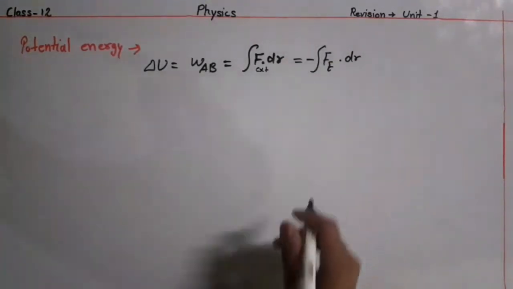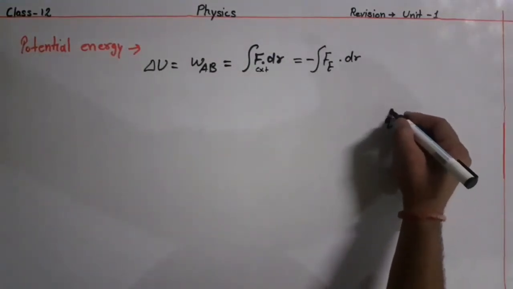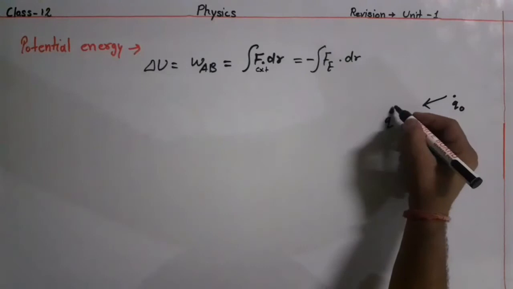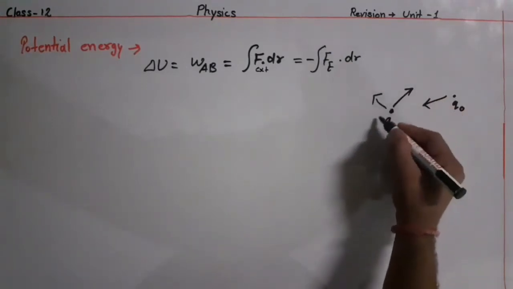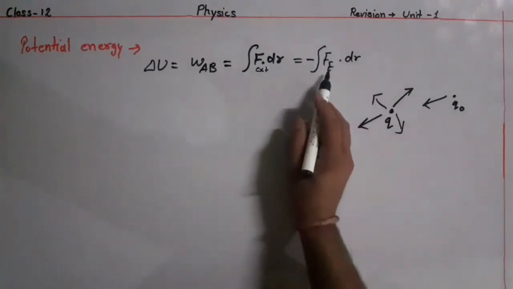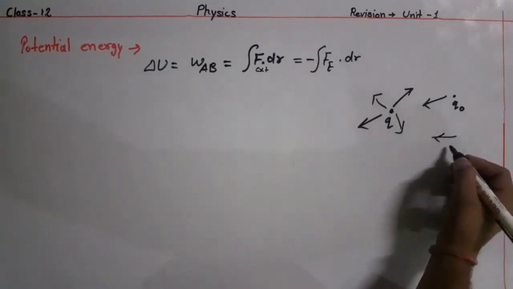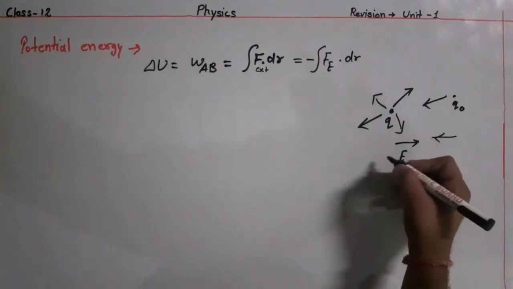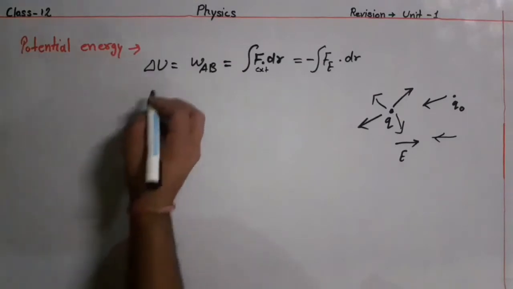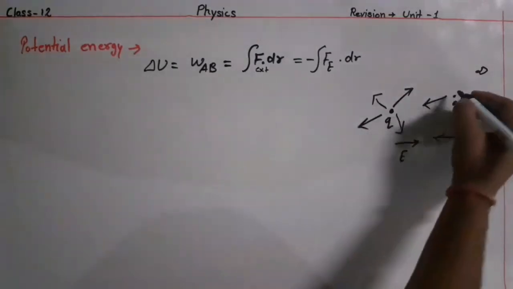Why? Because if this is our test charge q naught, and this is our given charge q, and we are moving our test charge q naught toward this charged particle, the direction of the electric field will be in the outward direction. As we can clearly see, if we take Fe, then it will be against the electric field. Our direction of external force is in that direction. On the other hand, the direction of the electric field will be in the opposite direction. So what have we taken? Negative sign.